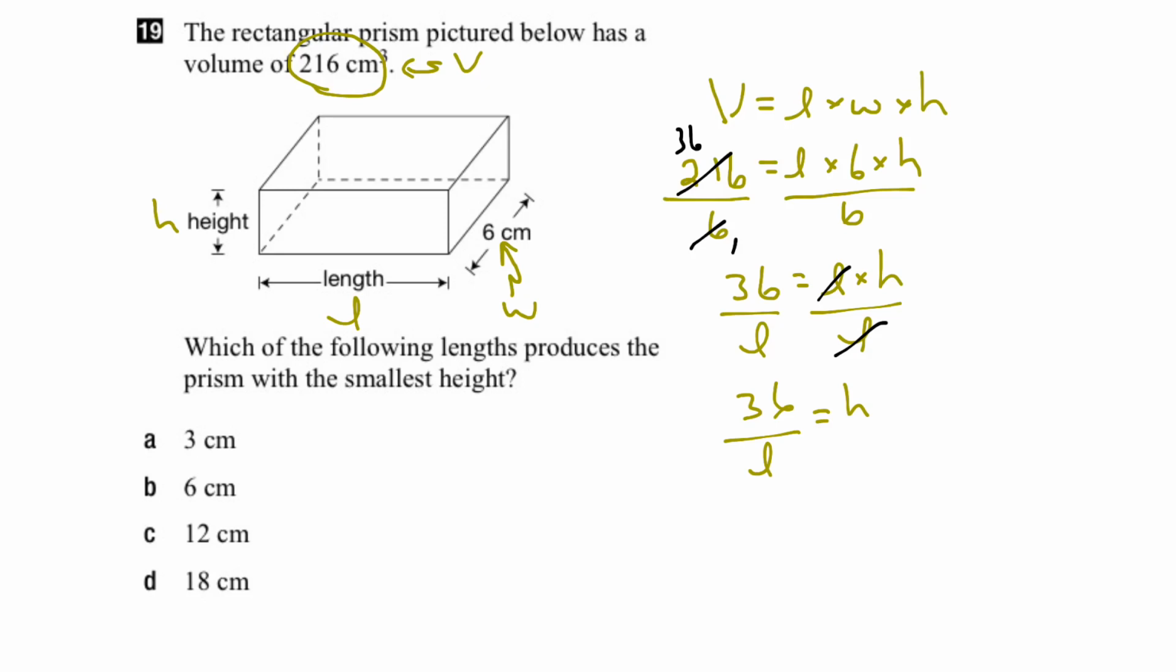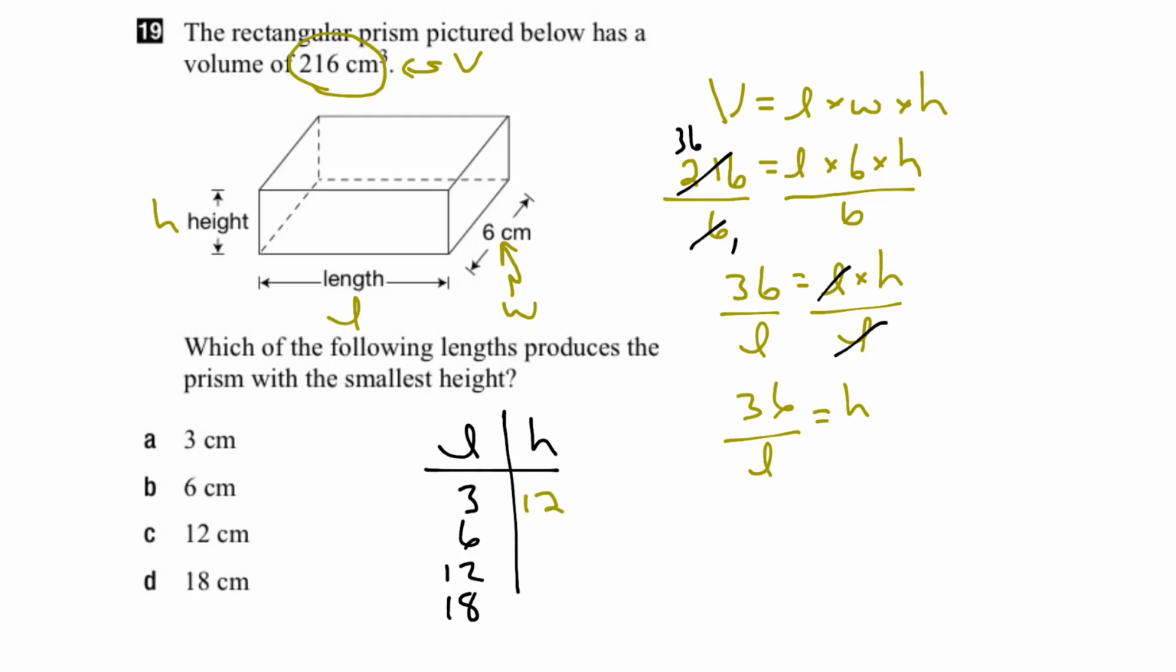Well, next, one of the things we could do is set up an ordered pair table looking at the length versus the height. And they give us the lengths that we want to look at, so let's put those in here. We've got 3 centimeters, 6 centimeters, 12 centimeters, and 18 centimeters. So if we put 3 centimeters for the length into our equation, we'd get 36 divided by 3, and that would give us a height of 12.